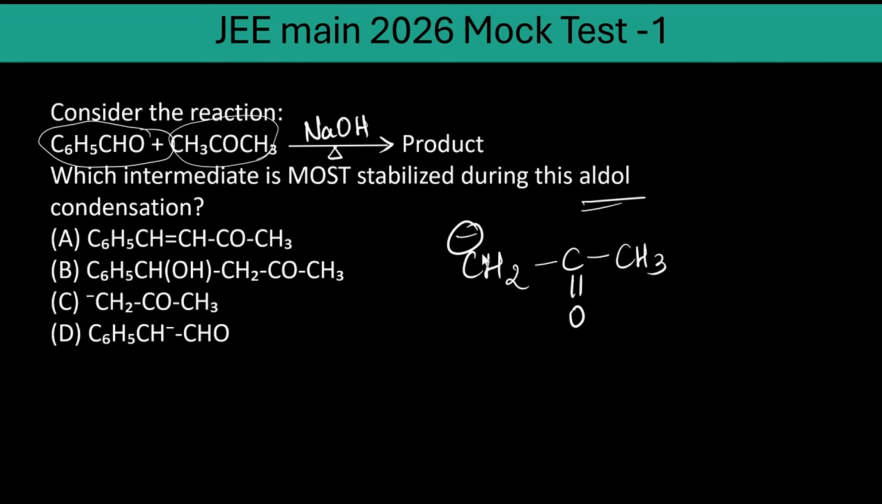So don't worry about the product that has been formed. They're just asking about the enolate. If you know aldol condensation, you can easily do this question. Answer to this question is C.